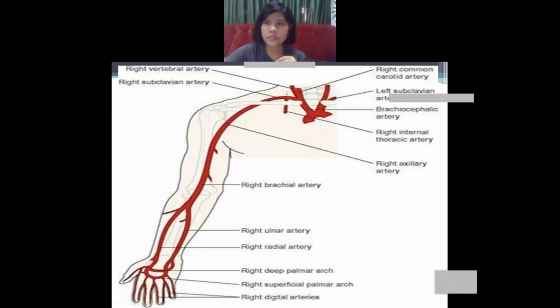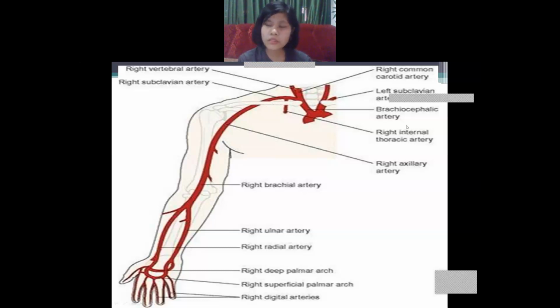Next, you will find the subclavian artery. This is the subclavian artery. The subclavian artery lies just at the backside of your scapula, this portion. Then next you will find the brachiocephalic artery.